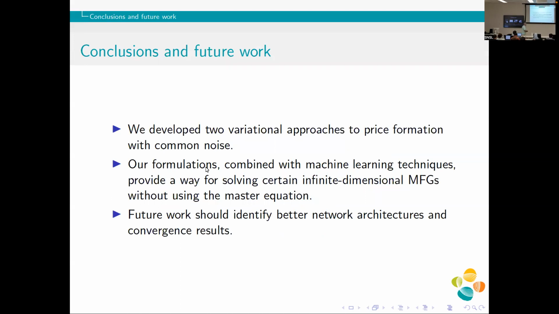So to summarize, we developed 2 variational approaches to price formation. Our formulations combined with these machine learning techniques provide a way to solve these infinite dimensional mean field games. And again, this is something that I would like to stress, that in the deterministic case, I don't think there is an implementation of these price models, but there is no fundamental issue to be solved, because there you have PDEs in one space dimension, and you can run them. If I sit down, I can write the code easily. But here, these are infinite dimensional problems, so you really need this master equation or some alternative.